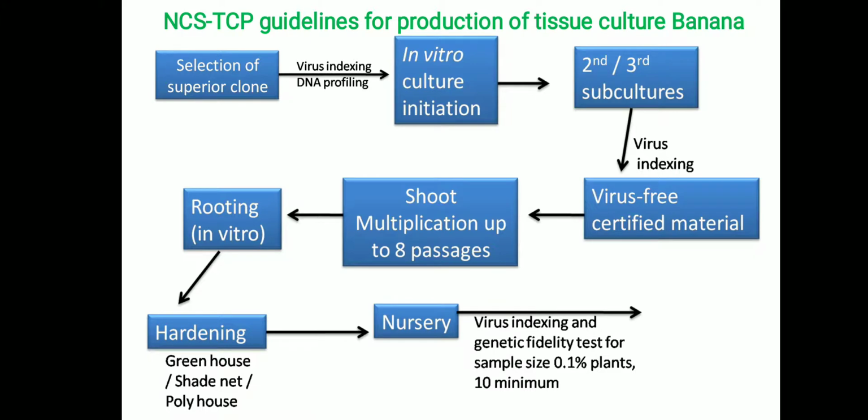Now the plantlets are transferred to a nursery kept in a normal shade net, and samples are taken, either 0.1% of plants or a minimum of 10 plants, and tested for virus indexing and genetic fidelity. Once everything is confirmed, the plantlets are ready for dispatch for field planting in the farmer's field.